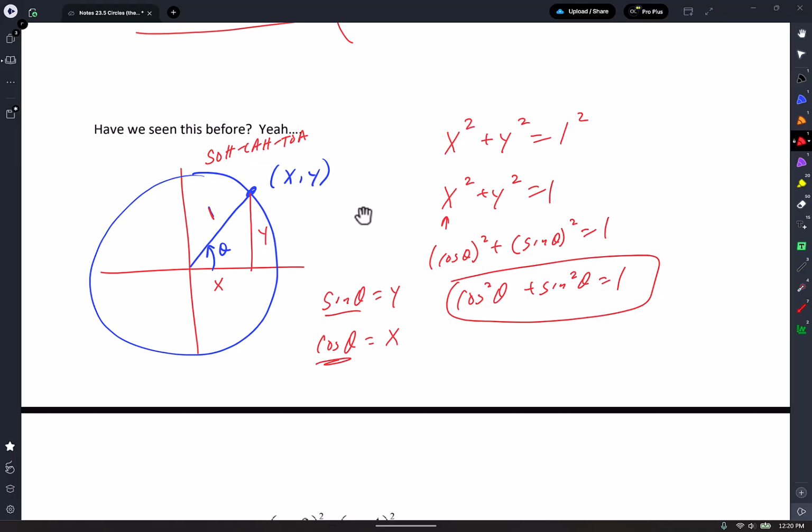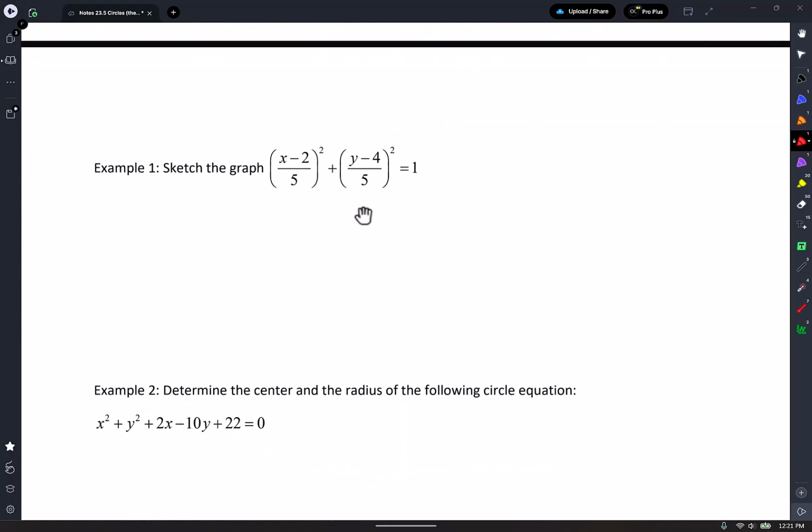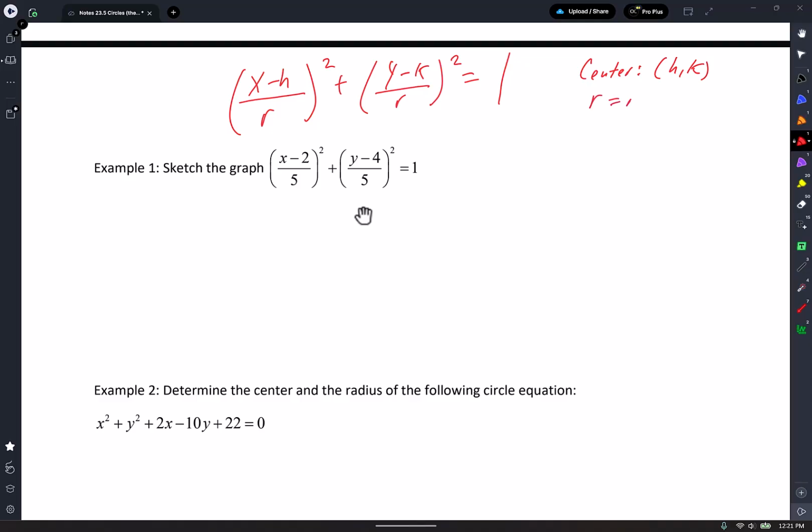We're going to keep it simple. So it says sketch the graph, and I have some. Have you seen this in SATs before, something like this on the non-calculator section? This looks a lot like this. That looks a lot like that. Remember the center is h comma k. And remember that r stands for radius.